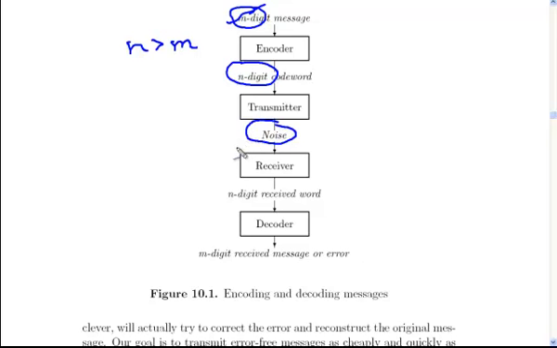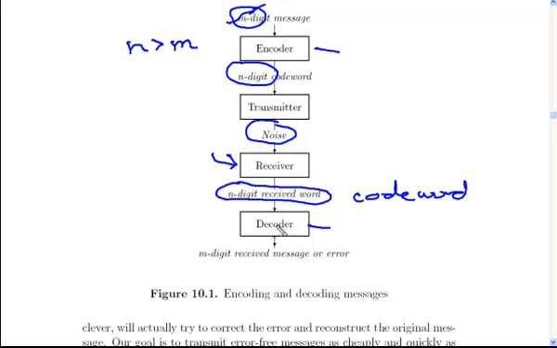Okay, so what the receiver receives is some kind of signal, some kind of electromagnetic oscillation usually, and from that signal it recovers the N-digit received word. Now, I'm not going to really talk about that process. I spent several years actually working on that portion of the communications link. What we're going to talk more about is the encoding and the decoding. Now, the decoding takes the N-digit code word, this is the code word, and it turns it into the original message.